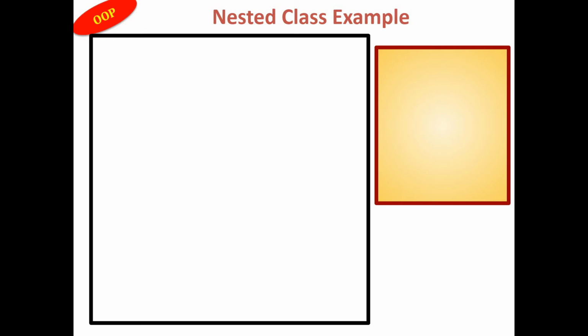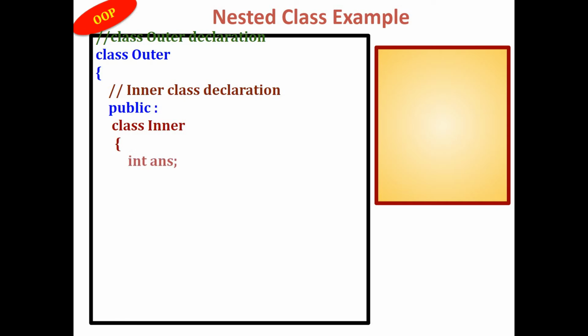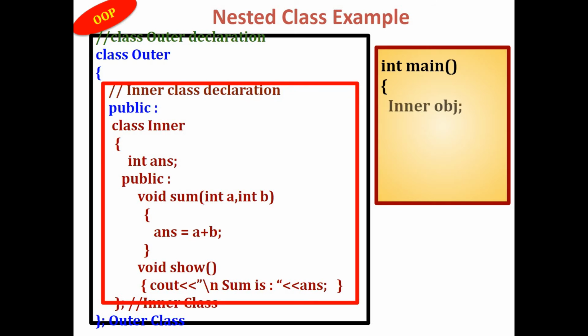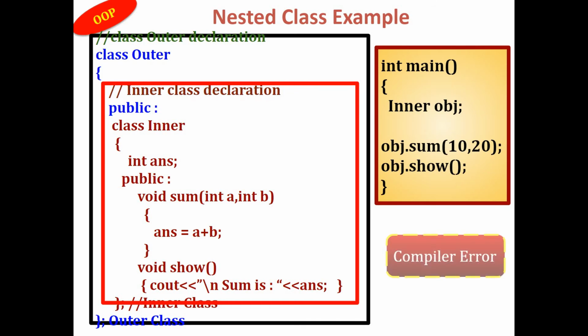Now consider a nested class example, where I am having a class outer. Inside it, the class inner, we have declared one public function, that is the sum function with two parameters, and one show function. Now inside the main function, when you want to access the sum function and show function, since they belong to the inner class, we create the inner class object and then access it, obj.sum and obj.show. But this will give you a compiler error, and inner class members cannot be directly accessed from the main function. You have to use the outer class for that.